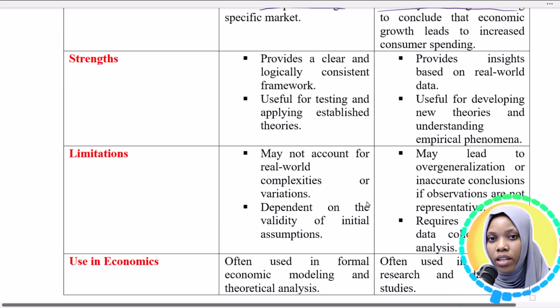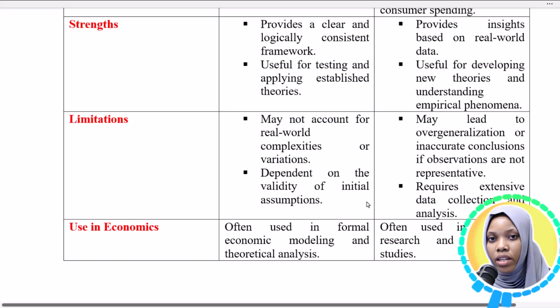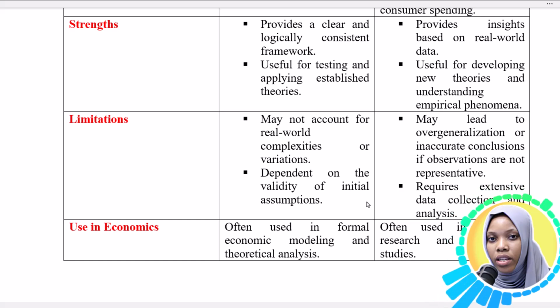Another difference is on the limitations. The deductive may not account for real-world complexities. That's the first limitation. The second limitation of the deductive is that it is dependent on the validity of initial assumptions. So it depends on assumptions. Whereas a limitation of the inductive is that it may lead to overgeneralization or inaccurate conclusions if observations are not representative. Another limitation is that it requires extensive data collection and analysis.